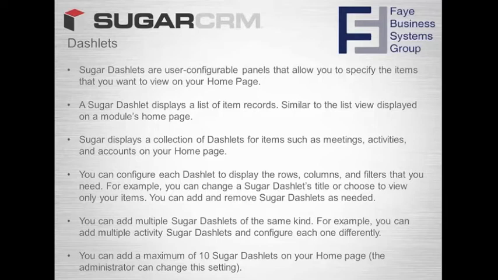You can add and remove Sugar Dashlets as needed. You can add multiple Sugar Dashlets of the same kind. To do this, you can add multiple activity Sugar Dashlets and configure each one differently. You'll see later on an example of how we can do this. You can add a maximum of 10 Dashlets to your home page, and the administrator can add or remove this setting. They may only decide to let you add 4 of the Dashlets, and therefore you will only be allowed to add 4 Dashlets.